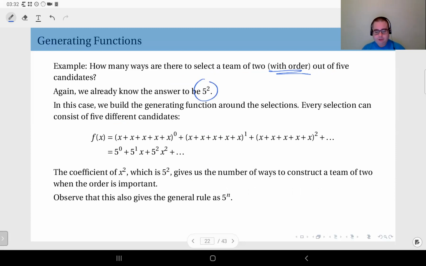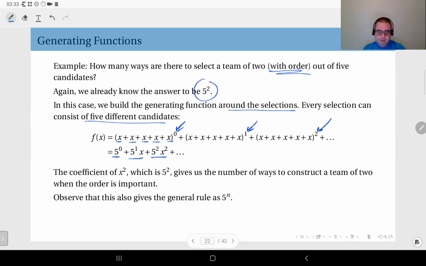In this case, the generating function is going to be built around the selections, not the people, but the selections. So for the first position, you can choose out of 5 different candidates. So you can make a selection of this person or this person or this person or this person, etc. Okay, so we can repeat this again 0 times or 1 time or 2 times, etc. So the generating function in this case is 5 to 0 plus 5 to 1 times x plus 5 to 2 times x to power 2 and so on.